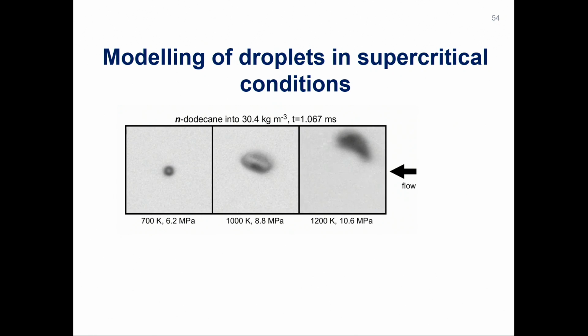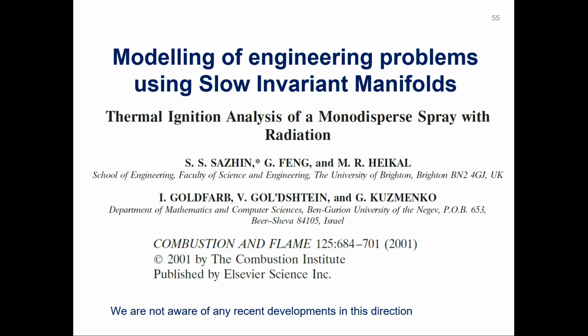Now, a serious limitation of our models is that they are applicable to the subcritical state, when we can describe a sharp interface between liquid and gas phase. So the generalization of the model to a supercritical state with a blurred interface is still a challenge. And also the modeling of engineering problems using slow invariant manifolds is still a challenge. We made some initial work in this direction about 17 years ago, but unfortunately there hasn't been any more progress on it, and now we're working in this direction.